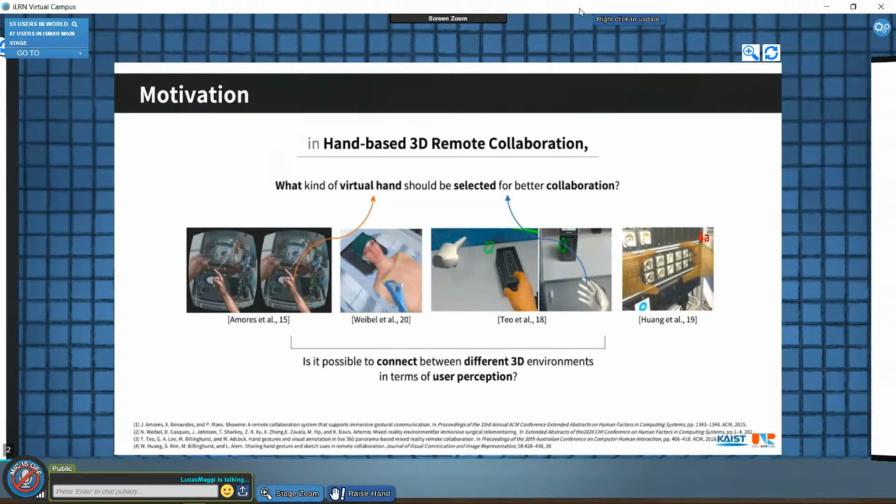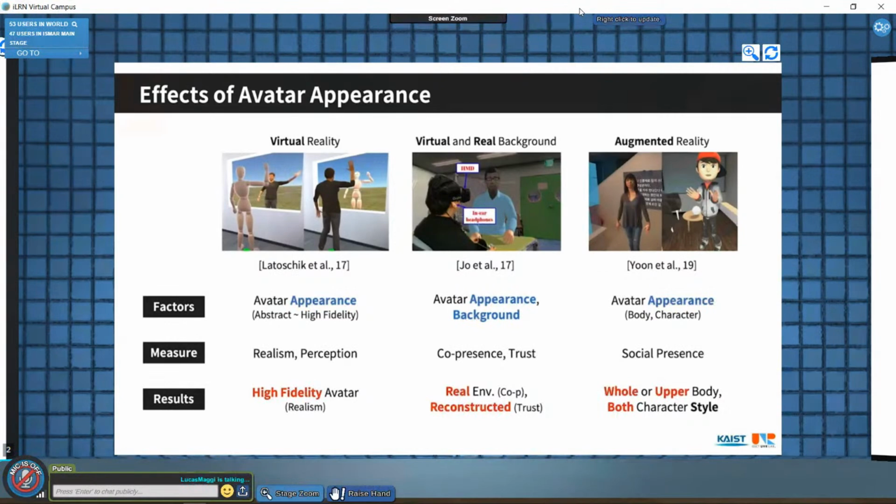In avatar-mediated telepresence, it is important to design the collaborator's virtual avatar to provide better user perception, such as social presence or trust. The previous studies mostly concluded that a realistic model was recommended. However, most studies have been based on full-body avatars. Studies that focus on partial bodies, which can convey communication cues like hands, also need to be explored.